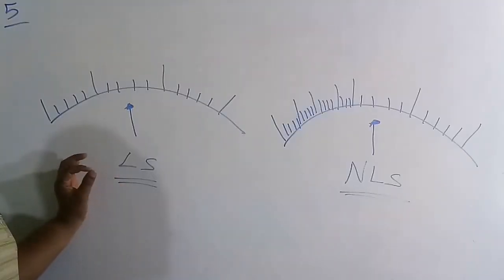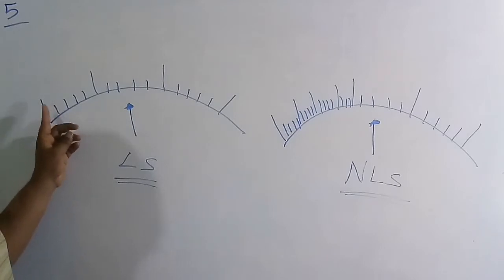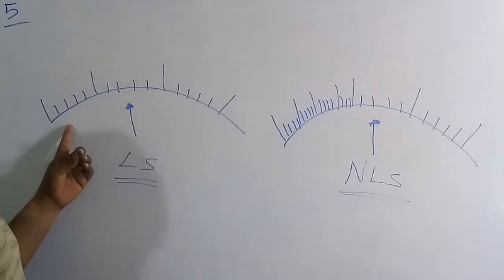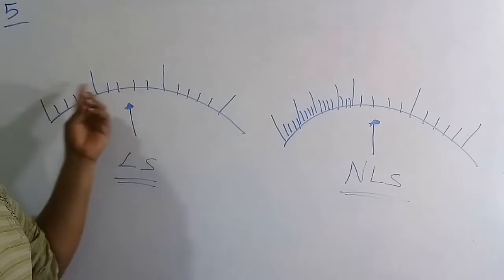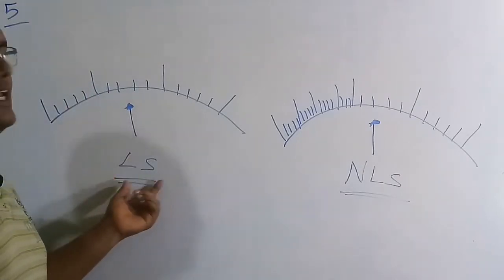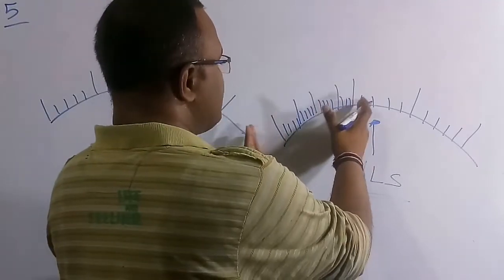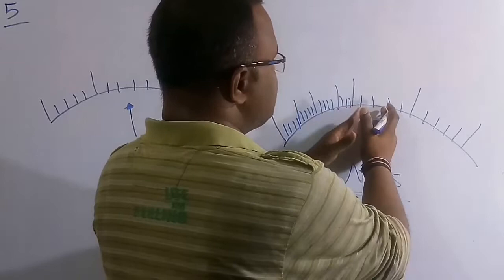So linear scale means simply we can say that between any two divisions the gap is the same everywhere. Throughout this scale you can see the gap between each and every division is the same. So it is uniform over the total scale. It is called a linear scale. Otherwise, if you look clearly, near the starting point the divisions are very close to each other, whereas as you move further and further you can see the divisions are very far away.